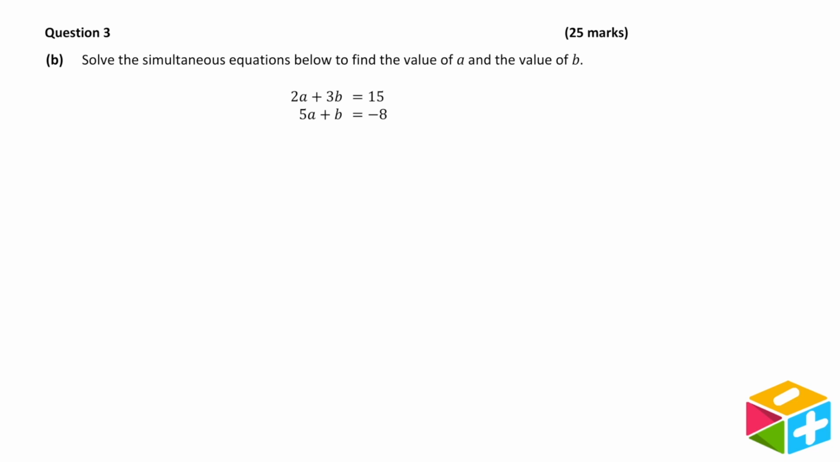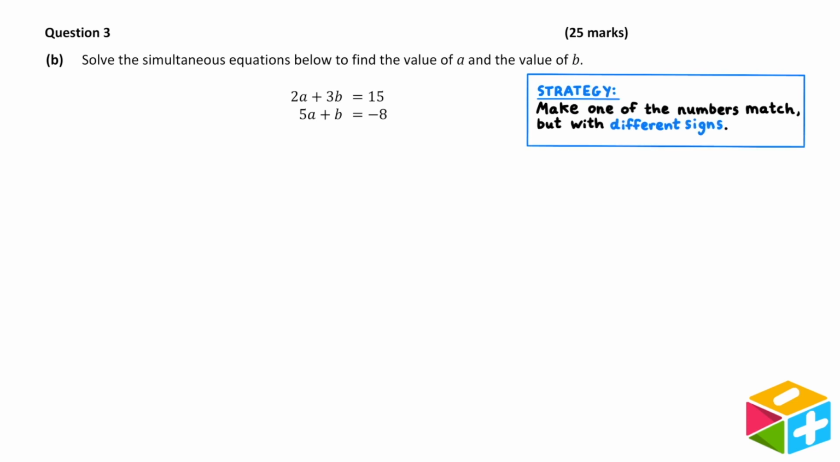We can solve these simultaneous equations using elimination. The strategy is to make one of the numbers match, but with different signs. Here, I'll focus on the numbers in front of our b term. In our first equation, the number in front of the b is plus 3. So what we'll want in the second equation is the same number, 3, but the different sign, so minus 3. So we want a minus 3 in front of the b in the second equation.